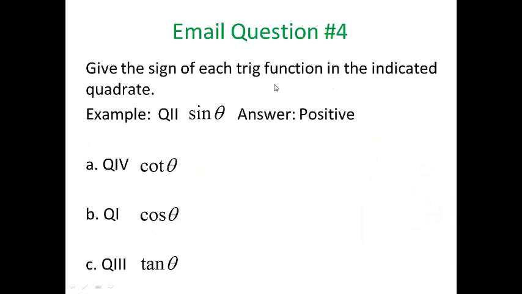Give the sign of each trig function in the indicated quadrant. Example, quadrant 2, sine of theta is positive. Okay, so in quadrant 4, give me the sign of cotangent of theta. Quadrant 1, give me the sign of sine of theta. In quadrant 3, give me the sign of the tangent of theta.